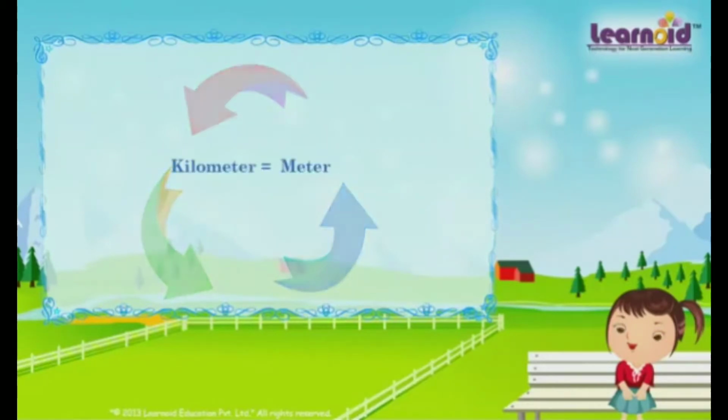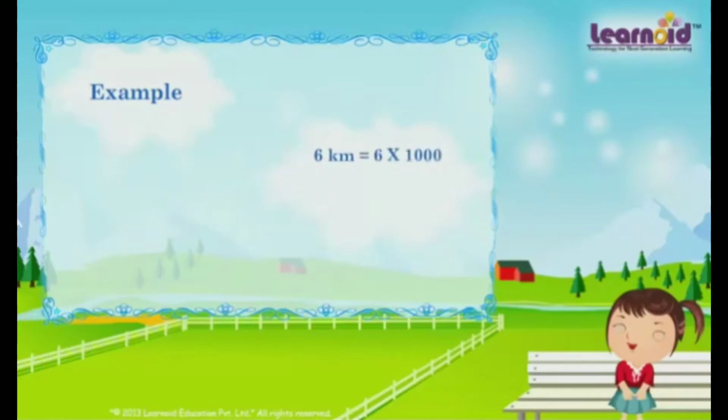Next, conversion of kilometers to meters and meters to kilometers. Whenever we want to convert a kilometer to meters, we just multiply it by 1000. For example, here 6 kilometers. Just multiply the 6 by 1000 and we get the answer as 6000 meters.